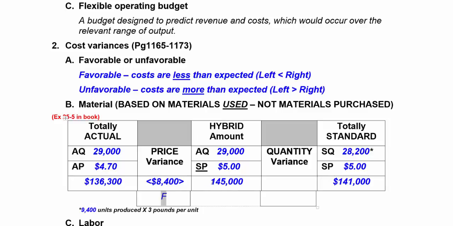However, if you look at the 145,000 in the middle, the more actual number, than the totally standard number on the far right, you see that the 145 is more than 141. That's not good. The more actual number is higher than the more standard number by $4,000, so that's unfavorable.